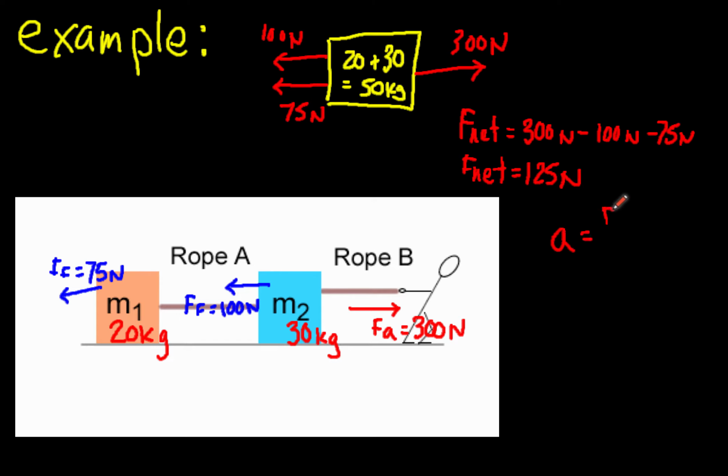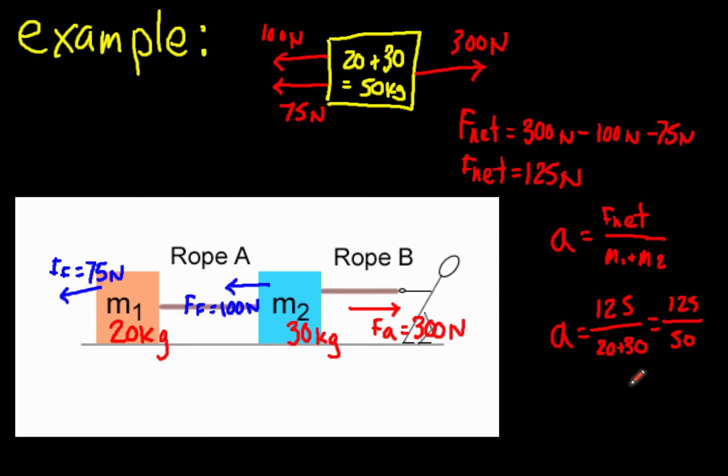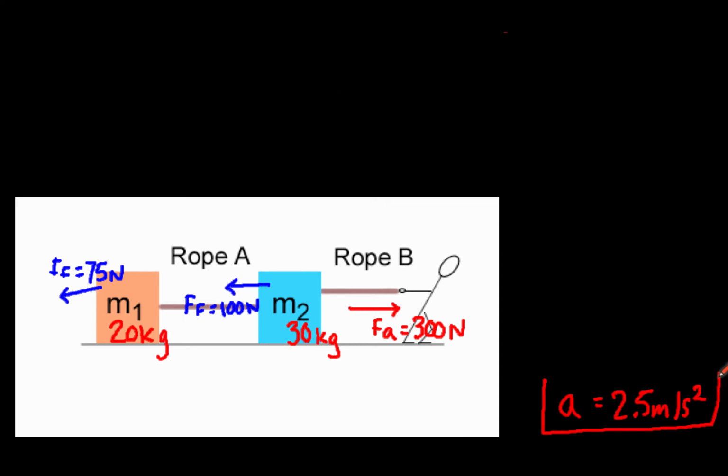The acceleration is net force over total mass, m1 plus m2. So the acceleration is 125 divided by 20 plus 30, which is 125 divided by 50, which gives an acceleration of 2.5 meters per second squared. We'll keep this acceleration because we're going to need it for the next part of this example. You will also be asked to calculate the tension in the rope between the two masses.